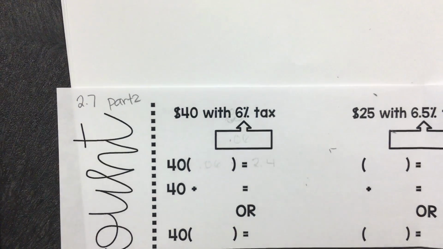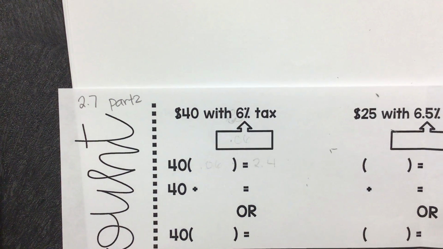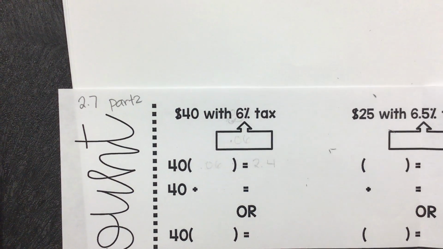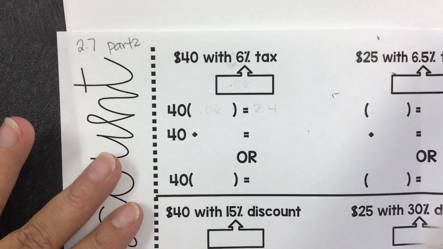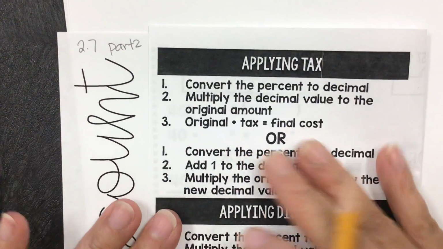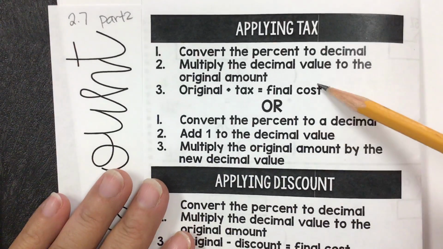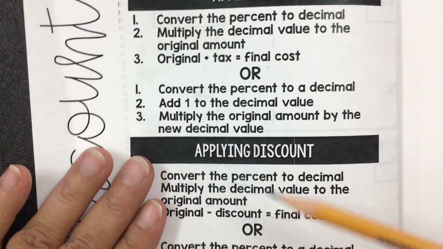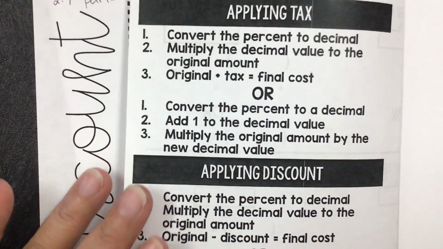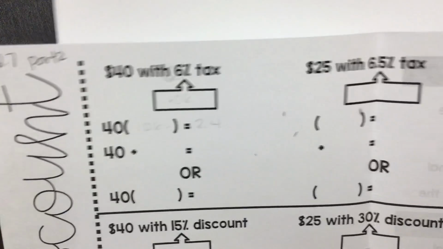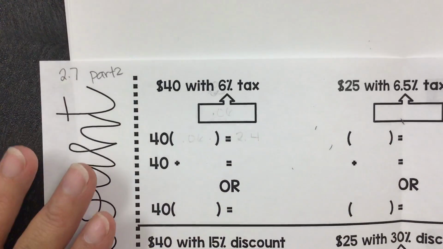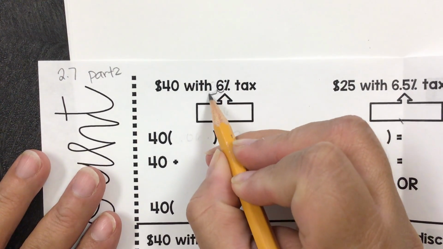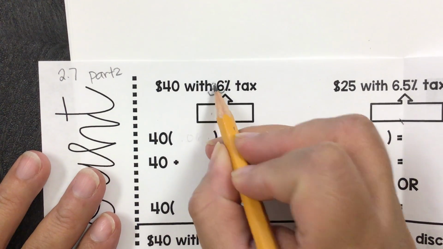This is part 2 of section 2.7, percent change, and we're going to fold it over towards the line. These are the steps to solving the tax and the discount, and there's two different methods. We're going to go ahead and do both. We're going to move this decimal place over, this percent, so we can have a decimal.